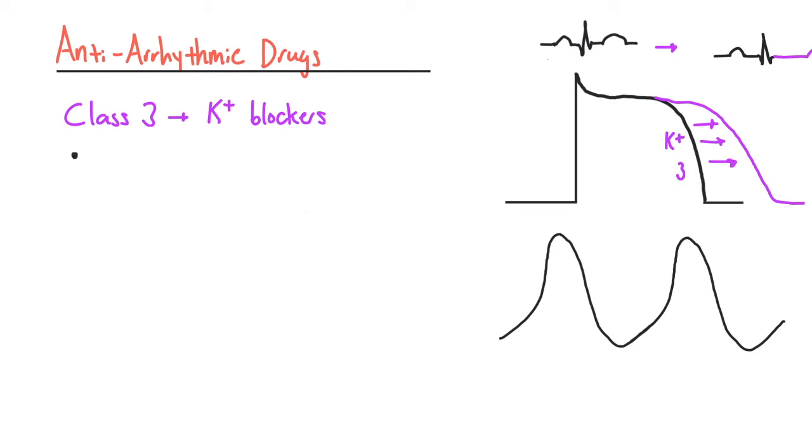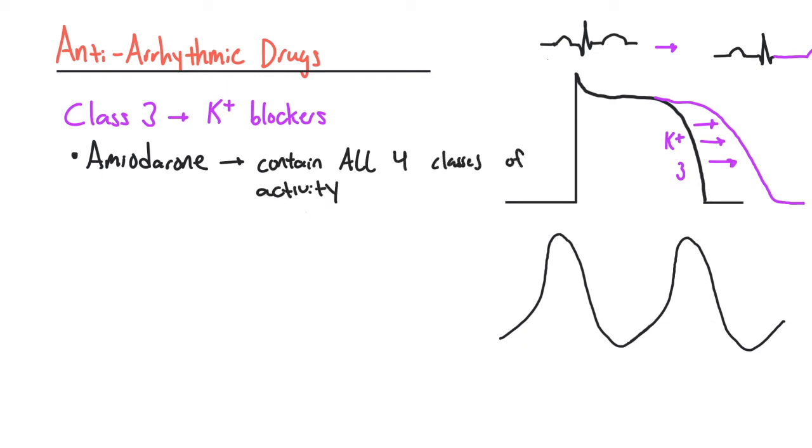The first of our class 3 agents that we're going to talk about is amiodarone, which I'm sure many of you are familiar with. The interesting part of amiodarone is that it does contain all 4 classes of activity. So amiodarone does exhibit potassium channel blocking capability, calcium channel blocking capability, sodium channel blocking capability, and some beta blocking activity. So it does exhibit some of the aspects of all 4 classes of antiarrhythmics. Another thing that's very important to remember with amiodarone is it does have some very interesting pharmacokinetics in that it has a massive or nearly infinite volume of distribution.